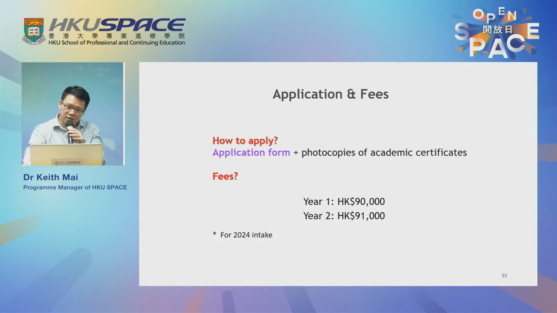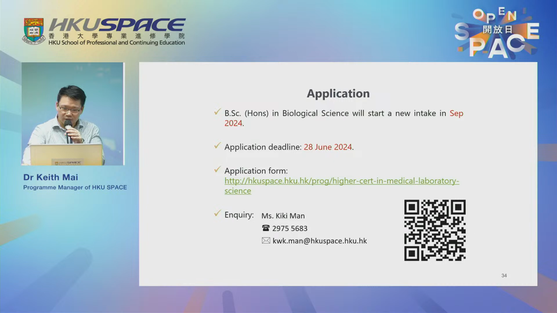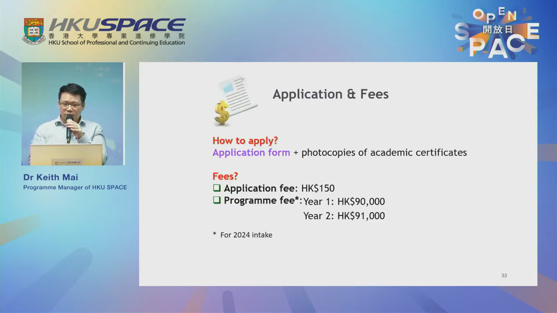Okay, so how to apply for our program. Sorry, this is the application fees. You can go on our website to look for the application form and apply there as well. Or you can come to one of our Hong Kong Youth Space Learning Center counters. The application fee is $150, and these are the program fees for year 1 and year 2 for the current intake.